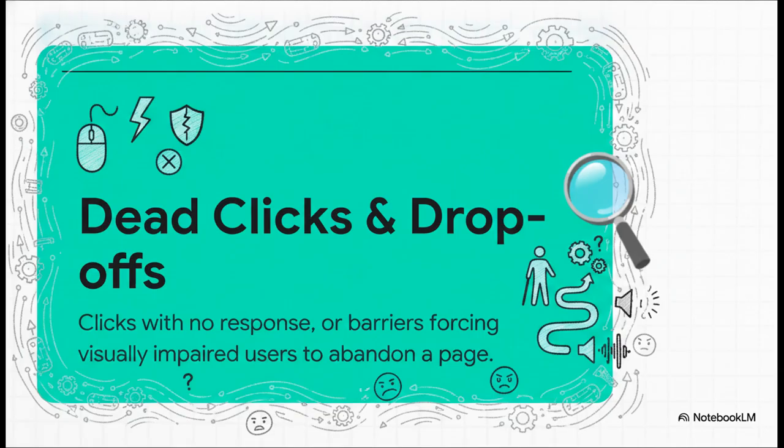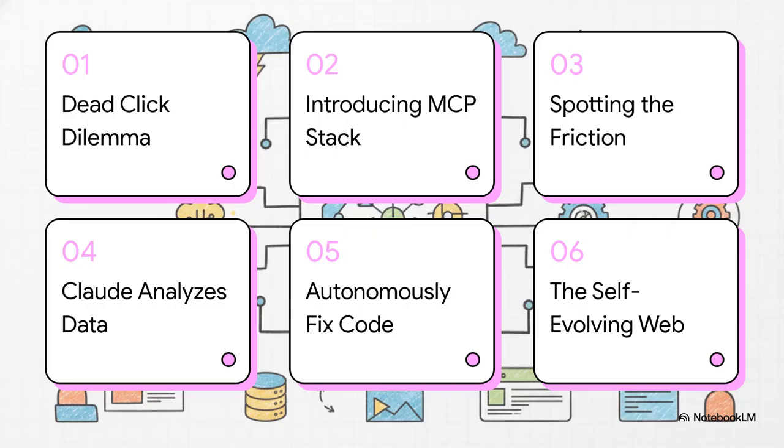And second, and honestly even more critical, are screen reader drop-offs. These represent severe technical barriers in the code. Basically, they force visually impaired users to abandon the page entirely because the site is literally unnavigable for their assistive technologies. To understand how we actually architect a solution for this, here's our roadmap for this explainer.